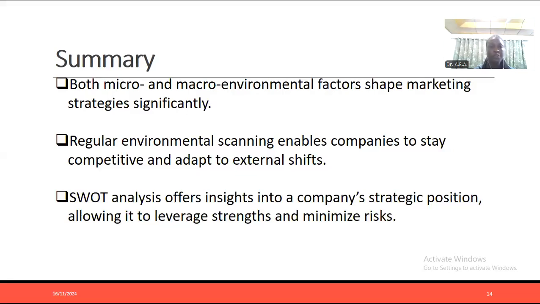Okay. And then we've spoken about the PEST and the SWOT, right? Which helps to identify the company's strategic position and helps it to leverage on the strengths, all right, and minimize the weaknesses. So you strengthen your strengths, minimize your weaknesses, and then you also are able to check the opportunities out there and minimize the threats or the effects of the threats as they come. Okay, so basically this is what we have discussed today.